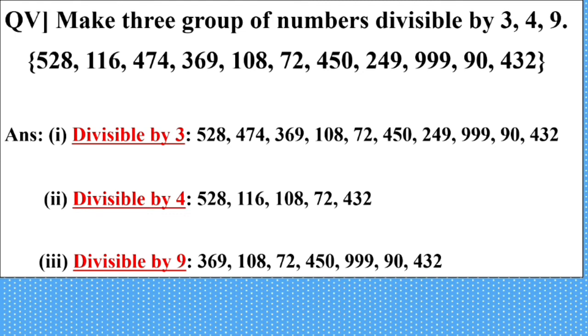Now we have done the addition, what answer came? 15. 15 doesn't come in the table of 9. So 528 will not come in the table of 9. Now 116. 6 plus 1 is 7, 7 plus 1 is 8. 8 doesn't come in the table of 3. 8 doesn't come in the table of 9 also. So 116 will not come in 3, will not come in 9. But the last 2 digits, 16, come in the table of 4. So 116 will come in the table of 4. In the same way we will check all the numbers and write the answer. Got it?